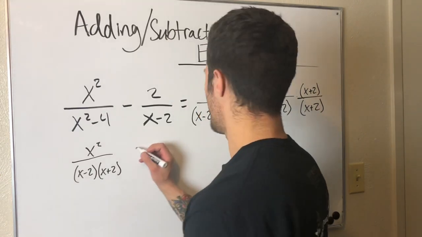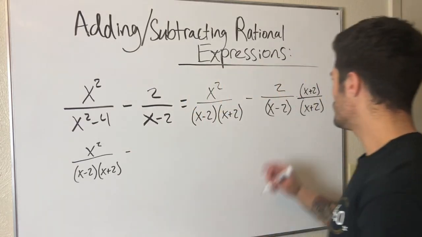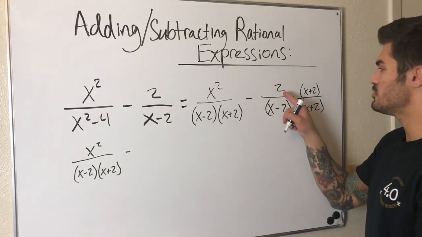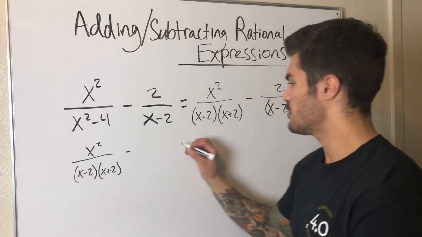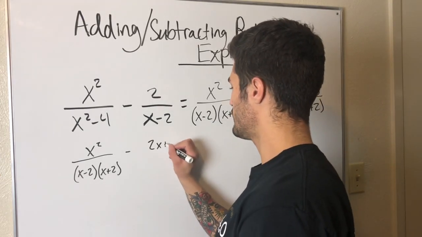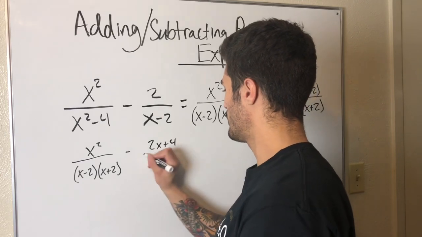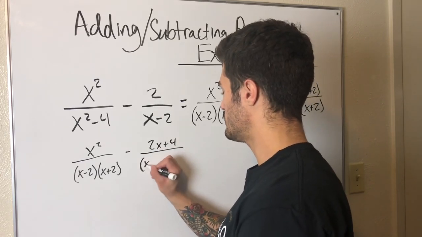And now I have minus, and I'm going to go ahead and distribute this 2. I'm going to do minus, it's going to be 2x plus 4 up here. 2x plus 4 over x minus 2, x plus 2.